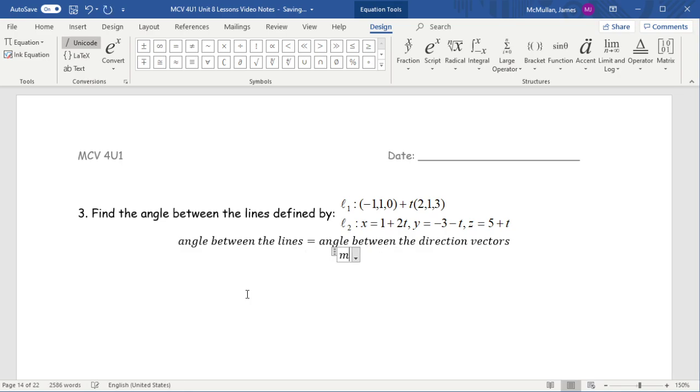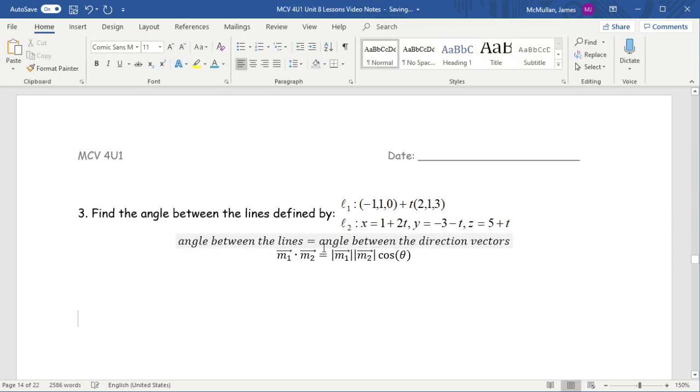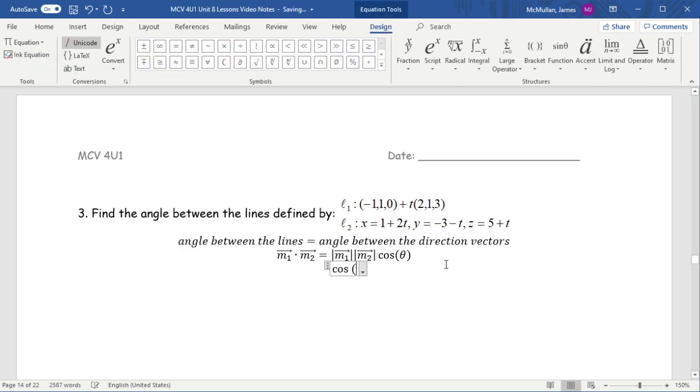So we know, let's call them M1 dot M2 is equal to the magnitude of M1 times the magnitude of M2 times cos theta, right? And theta is the angle between them. So all you're doing here is just manipulating this formula to get cos theta.